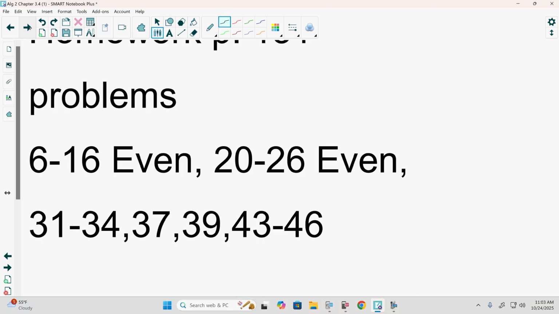20 through 26 even. Evaluate the power of i. So we take whatever that exponent is, divide it by 4, and we're either going to get i, negative 1, negative i, or 1. 31 through 34. Add and subtract those expressions. 37, 38, 39, the same thing. And then 43 through 46, you're multiplying those together. And that's it.